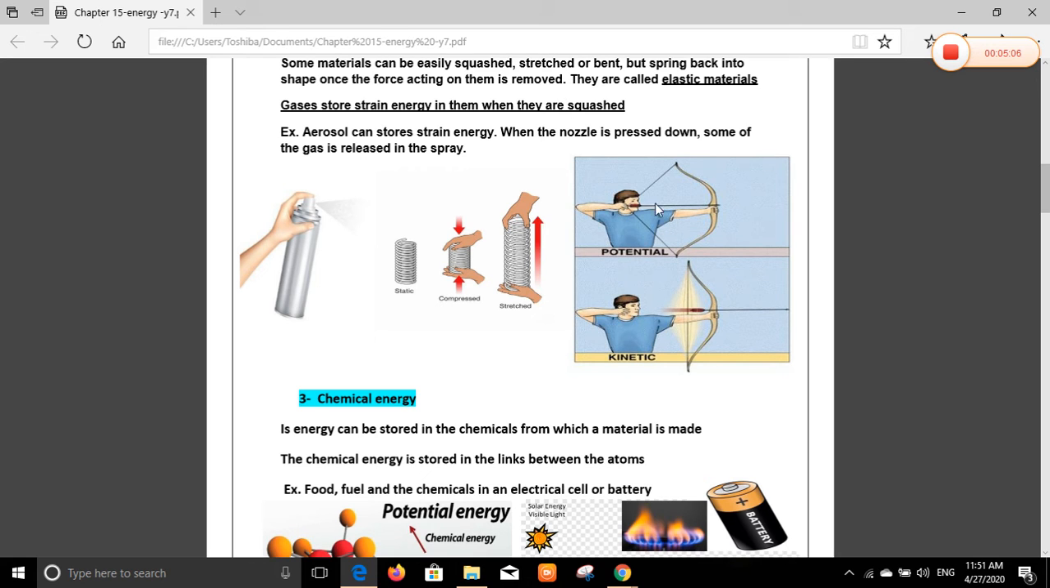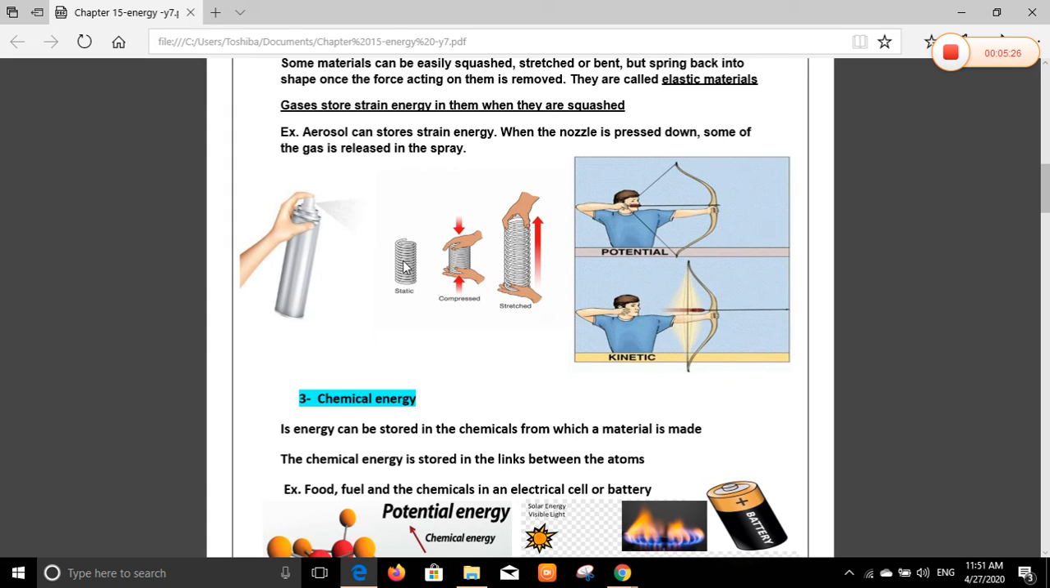Materials like this wire and the spring are called elastic materials. Why? Because they can be shaped and reshaped: they can be compressed, stretched or bent.